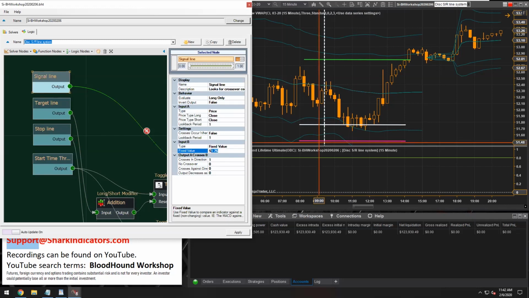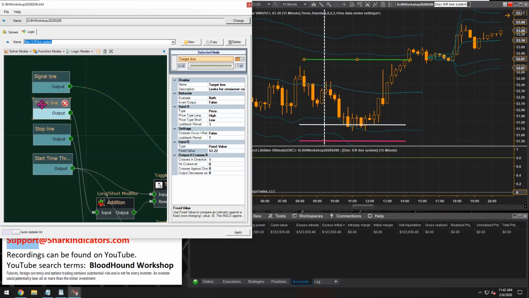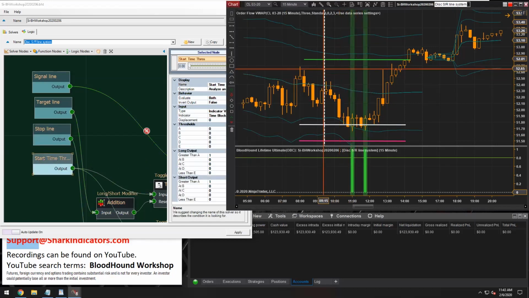And set up my signal line. 5170. Next my target line. Let's see, 5280. So let's select the target line and, let's see, what was it again? That was 5280. And then go down to the stop line. That's 5150. And then the time of day. The time of day here is 9:30.